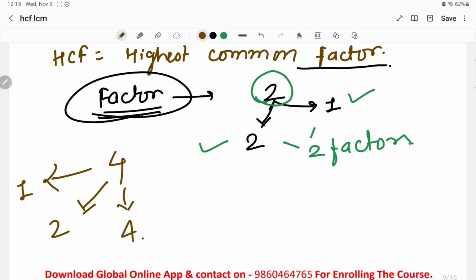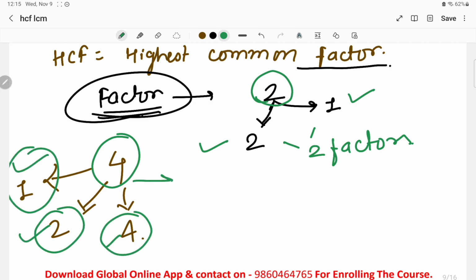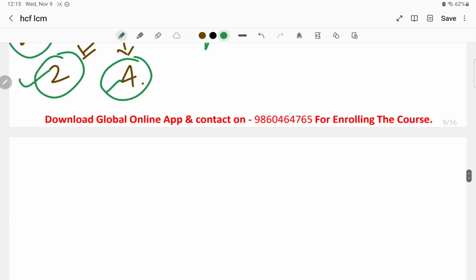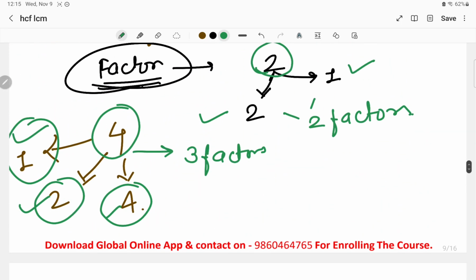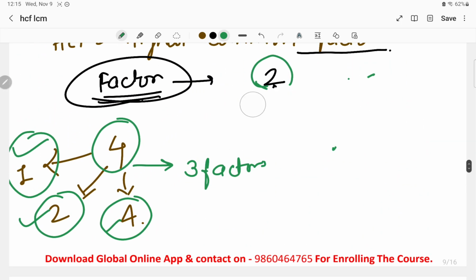So 4 is a number which comes in 1's table, 2's table as well as 4's table. So from this we can clearly say that 1, 2 and 4 are the factors of 4. So how many factors of 4 are there? 3 factors. One more example. Let us see one more example. If I am taking here, for example, number called 6.